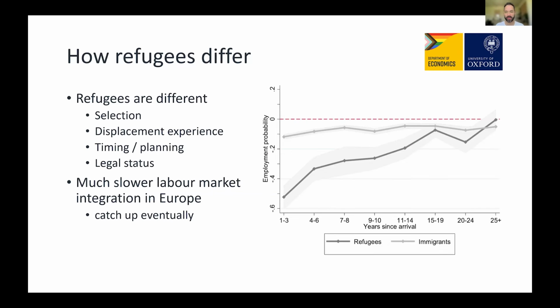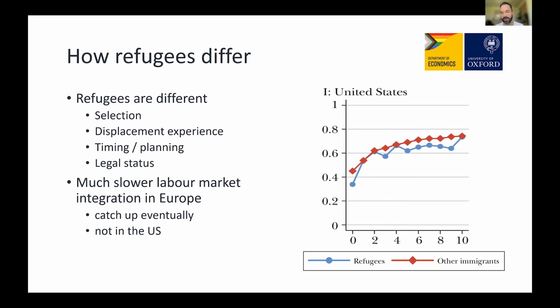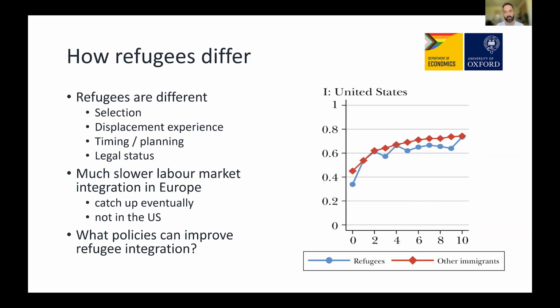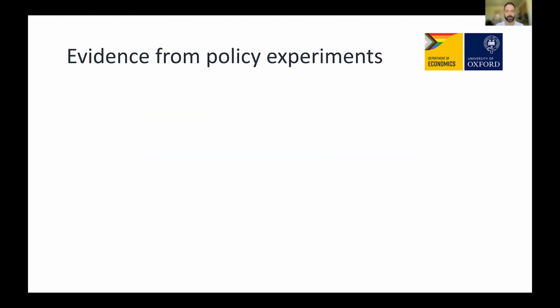And the interesting thing is that you see this in Europe, but you don't see this in the US. In the US, refugees and other immigrants have the same integration trajectory in terms of employment, at least, as other migrants. And so the question is, what are the underlying drivers of this? What does this have to do with the different approaches and policies that the US and Europe may be taking, and what can we learn from economics research about this?